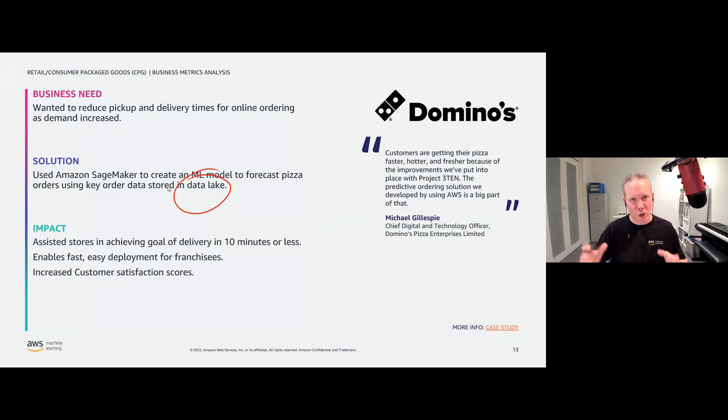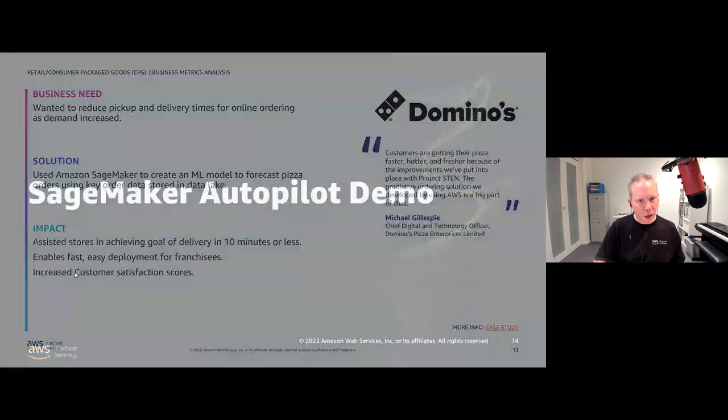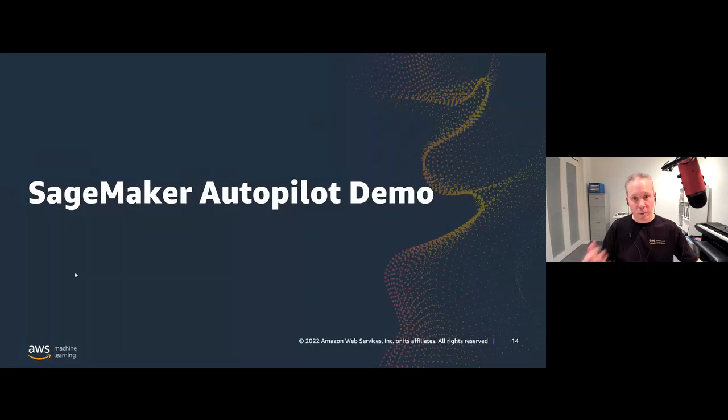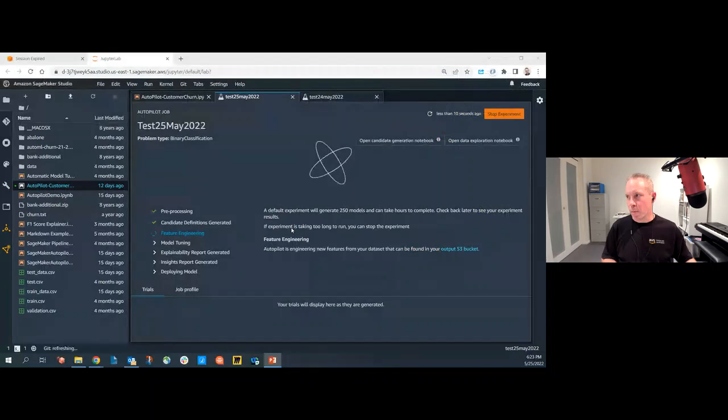We often see that time and time again. It all comes back to the best customer experience. And research indicates the sooner that Domino's can deliver a pizza, the more satisfied customers are with their meal. So really high customer satisfaction scores. Excellent. So that's the presentation. We'll flip back to the demo now.